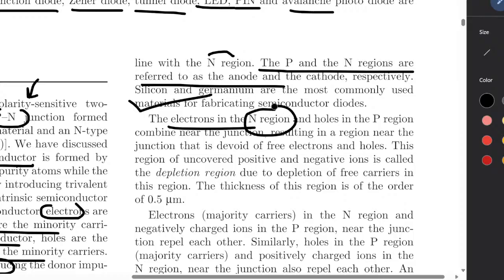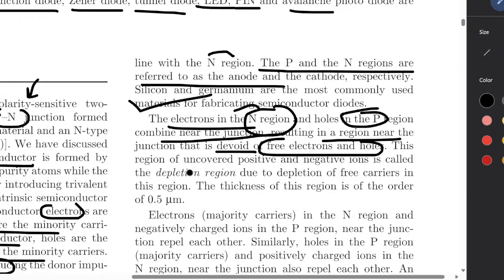The electrons in the N region and the holes in the P region combine near the junction, as a result forming a region near the junction that is devoid of free electrons and holes. This region of uncovered positive and negative ions is called the depletion region.